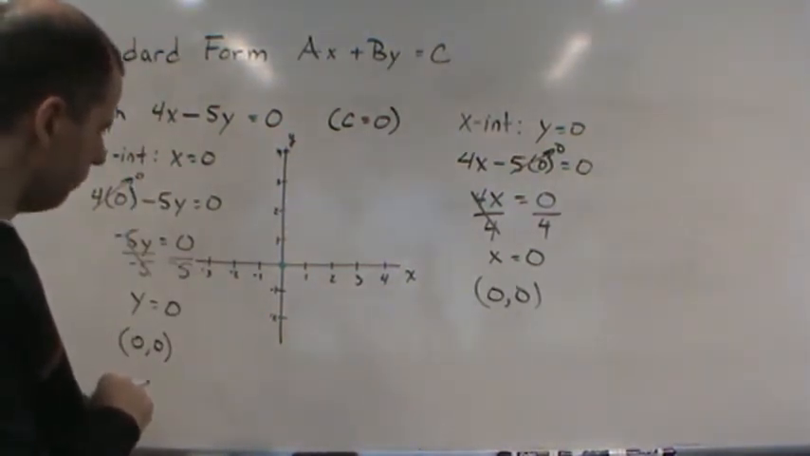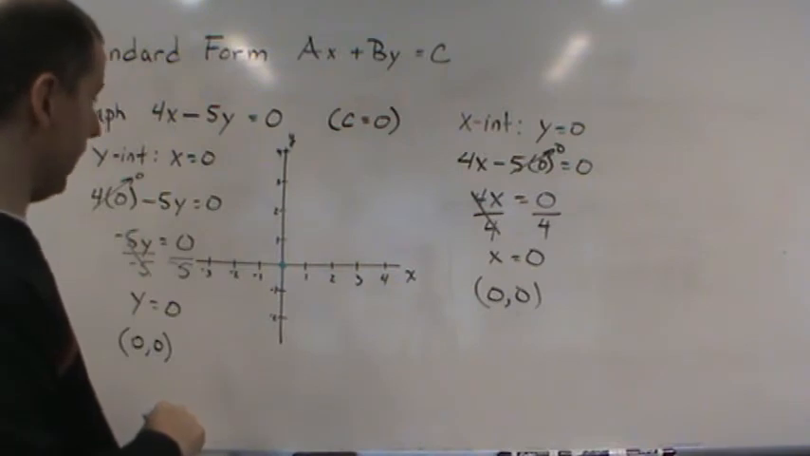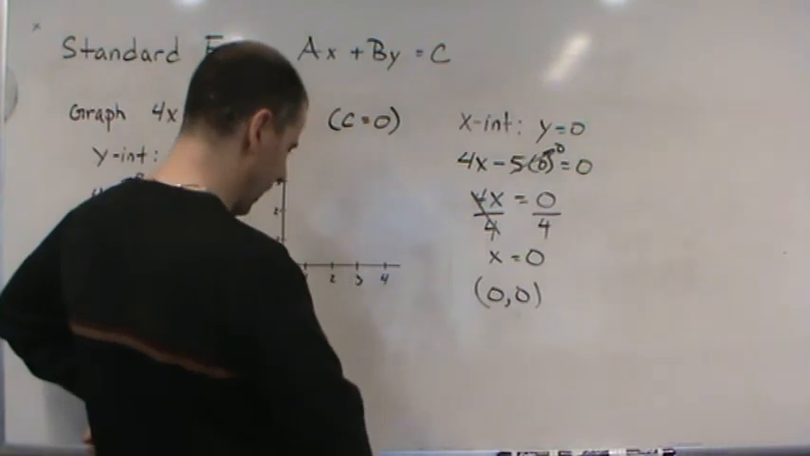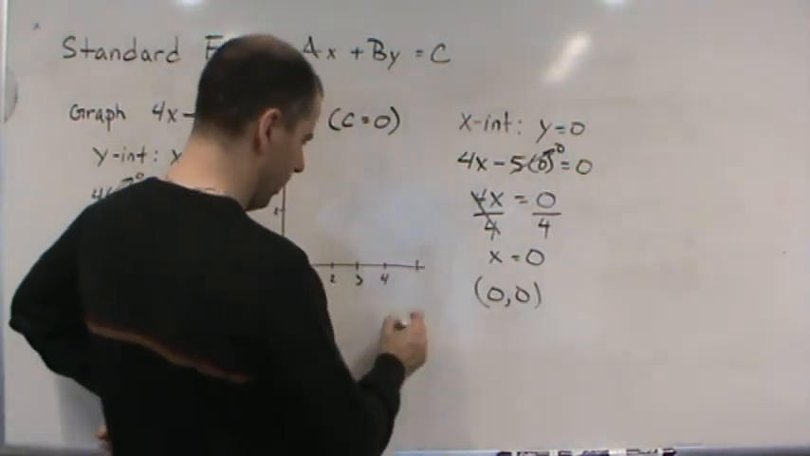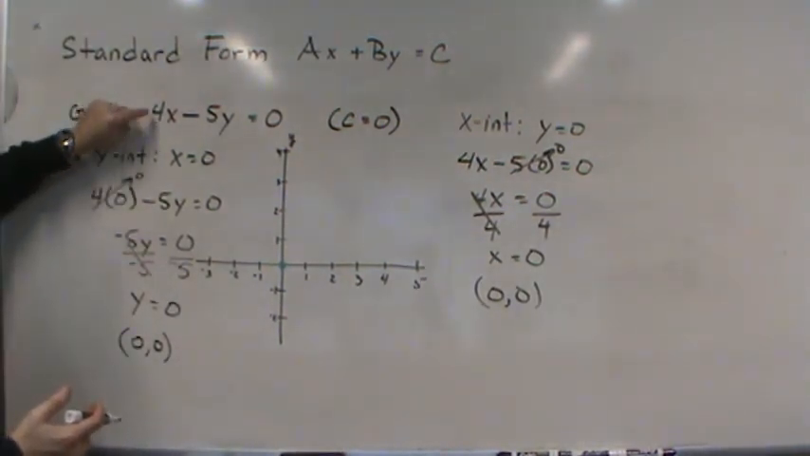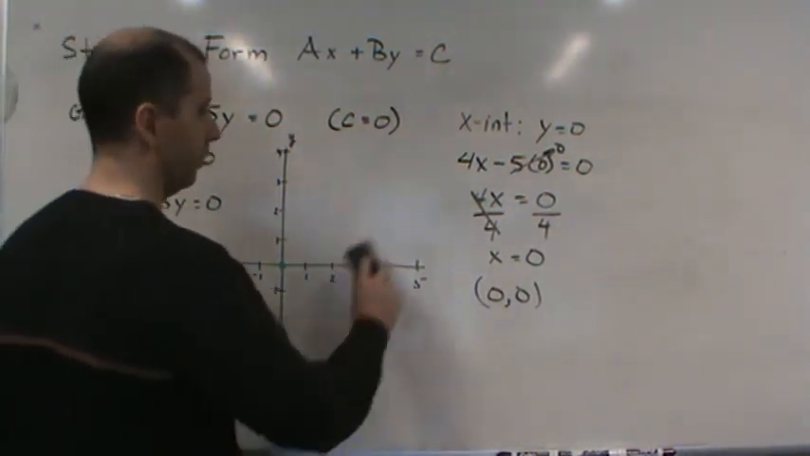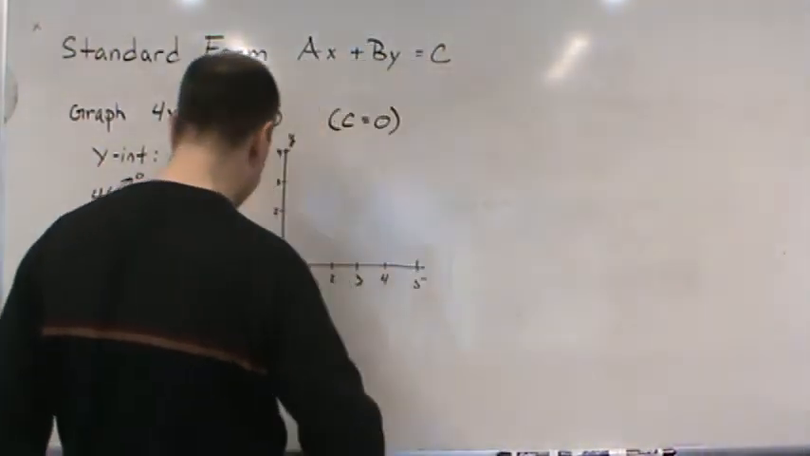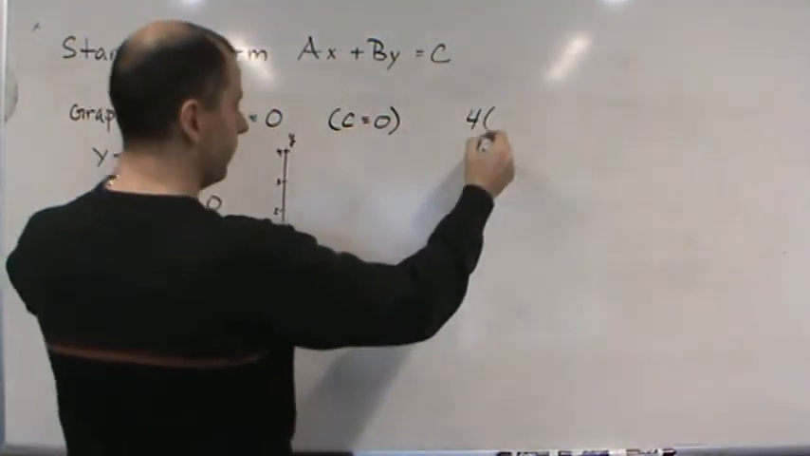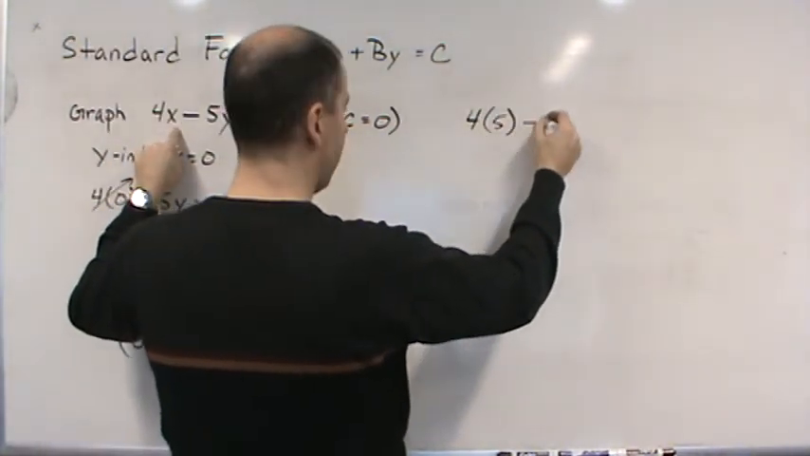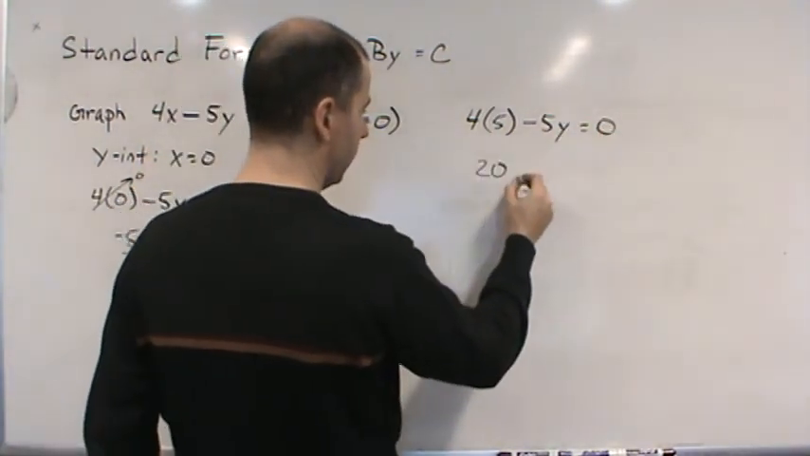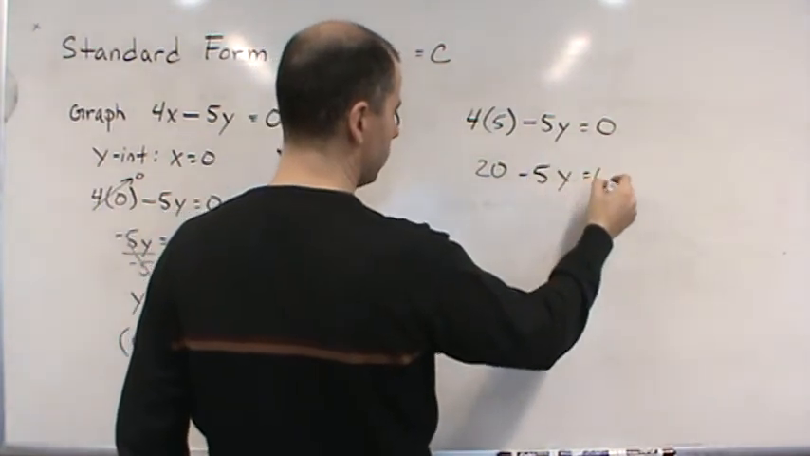Well, let's put in 5. Let's do something easy. Let's put in x equals 5 and see what we get, because if we put in 5, that'll give us a corresponding y value. So we're going to need an additional point, so let's just pick a point. Let's take 4, and let's stick 5 in here. 4 times 5 minus 5y equals 0. So this is going to give us 20 minus 5y equals 0.